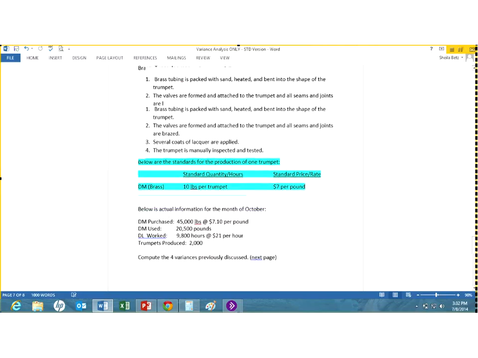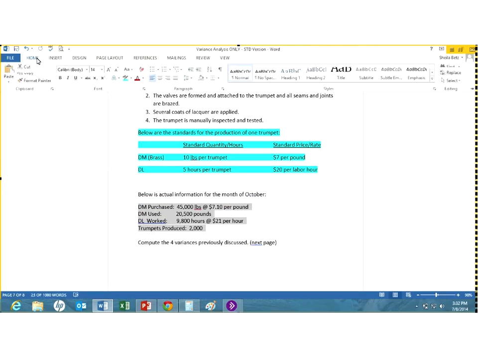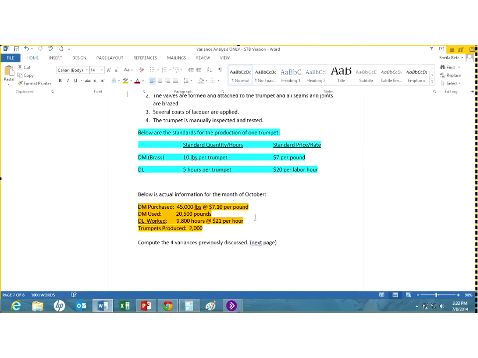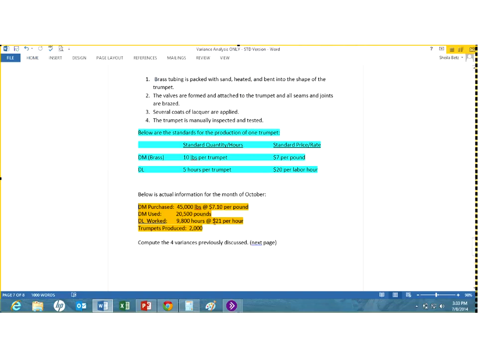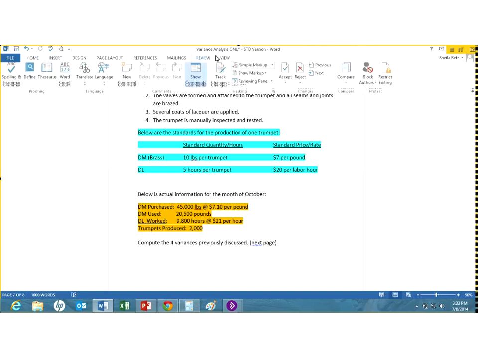Below is the actual information for the month of October. So let's highlight that in yellow just to stay consistent with our colors. So they actually end up purchasing 45,000 pounds at $7.10 per pound. They used 20,500 pounds. They worked 9,800 hours at $21 per hour, and they produced 2,000 trumpets. And we want to compute the 4 variances that we have previously discussed.